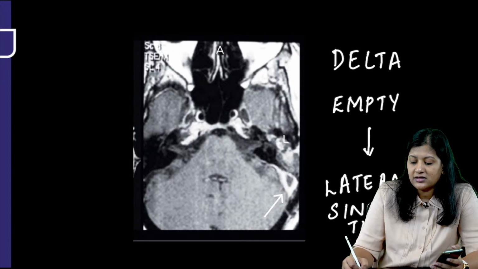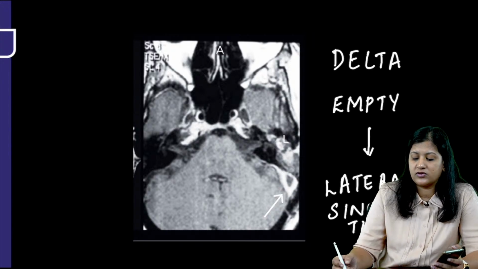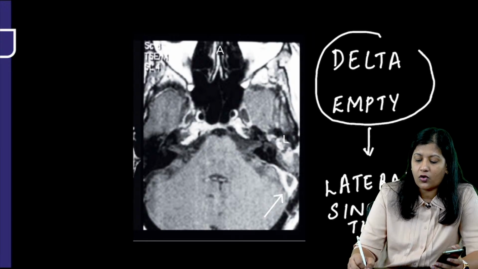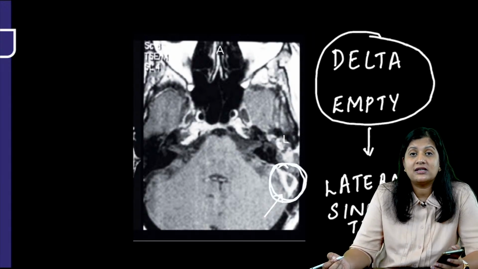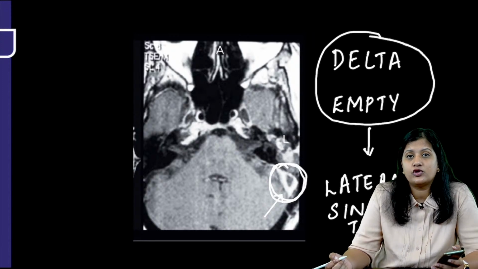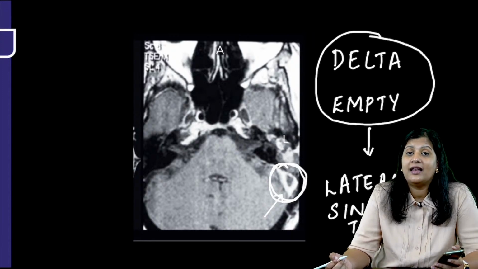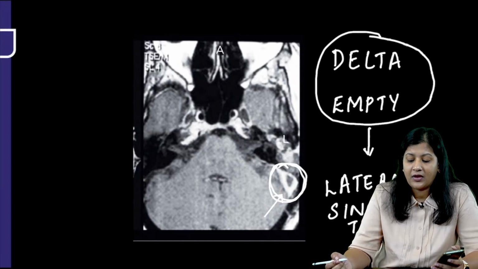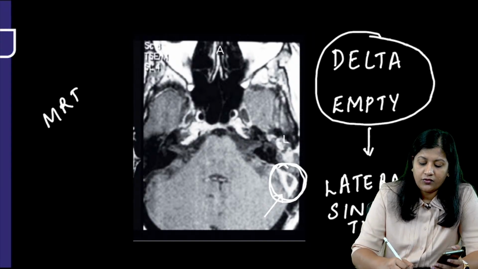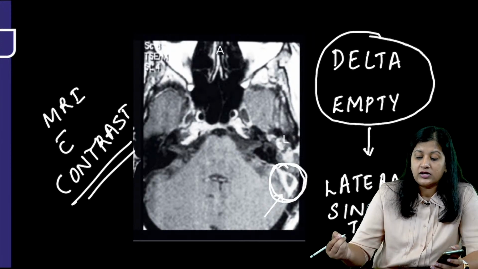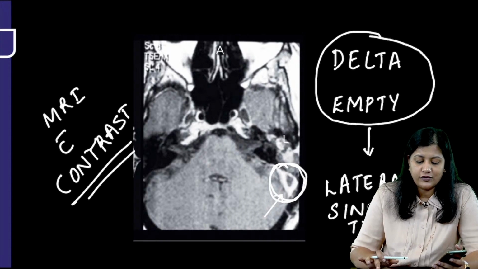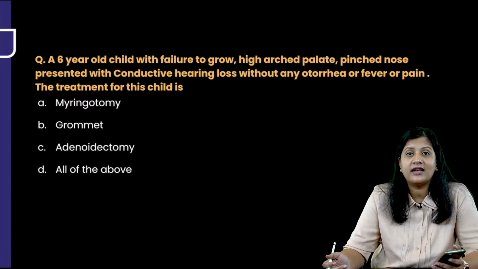So in lateral sinus or sigmoid sinus thrombosis, we will get this sign, which is called the delta sign or empty delta sign. Now this is the investigation of choice for identifying lateral sinus thrombosis. Now is this a CT or is this an MRI? So this is an MRI with contrast, which will help us understand if there is a lateral sinus thrombosis. So this is the investigation of choice. Great. Now let us go to the next question.